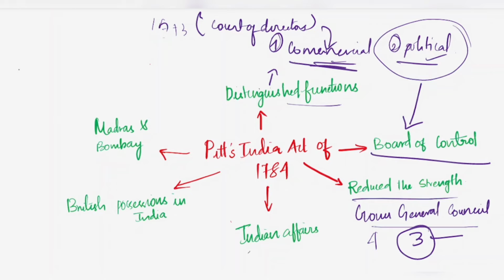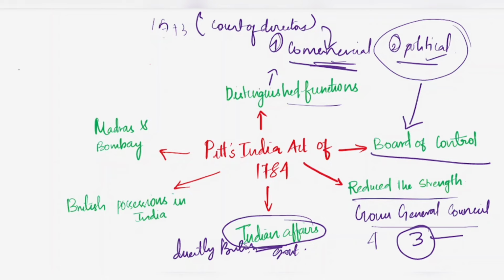And the next point is Indian Affairs. You have to remember Indian Affairs. What does it mean? This act placed Indian Affairs under the direct control of the British government. We know that the Britishers came to India only for trading, and they obtained Diwani rights and so on. After the 1773 Act, they started some political functions in India, and now through this act they placed Indian Affairs directly under the British government. This is an important point.